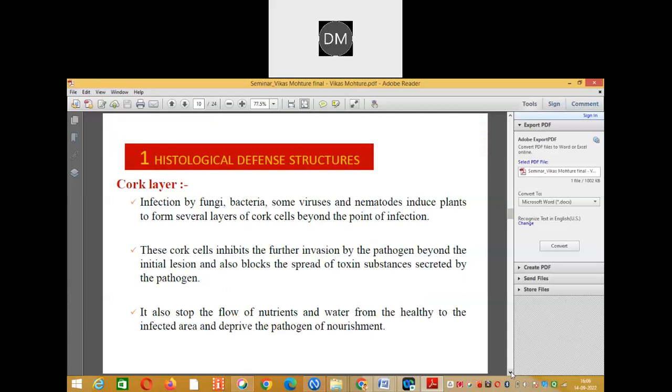First is the cork layer. If infection by a pathogen such as bacteria, some viruses, or nematodes takes place in the plant, a layer forms beyond the infection. These cork cells inhibit further invasion beyond the initial layer.